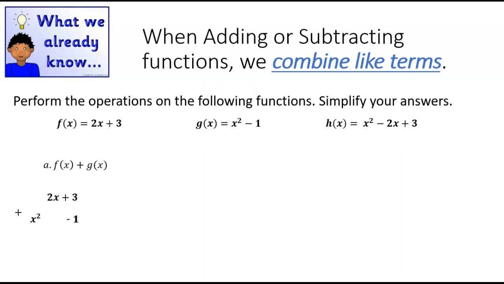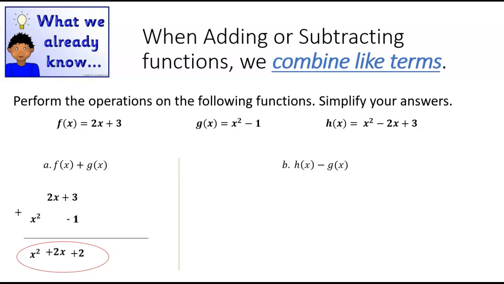We can bring down x squared and 2x since they don't have similar terms. And then we can just add 3 and negative 1, which is equal to positive 2. Now let's have another example. Let's subtract h of x minus g of x.